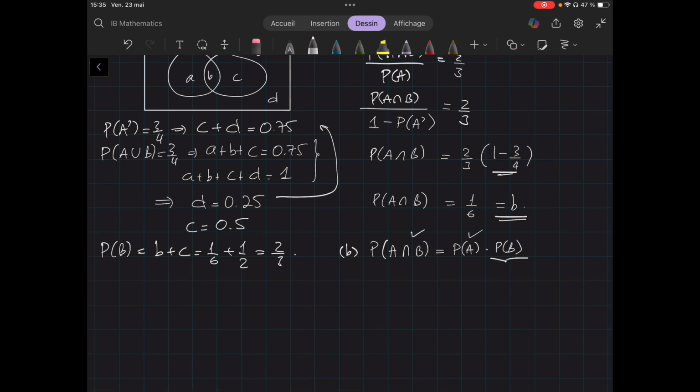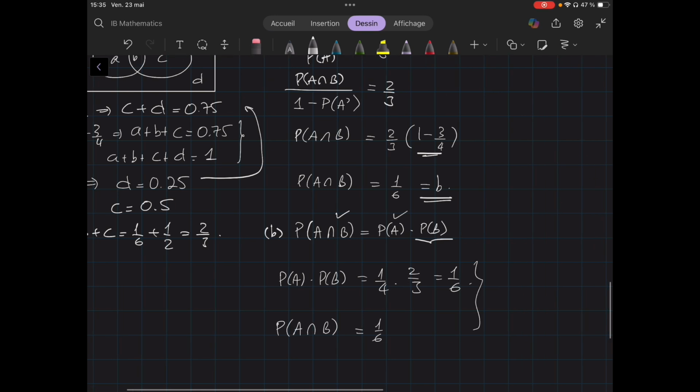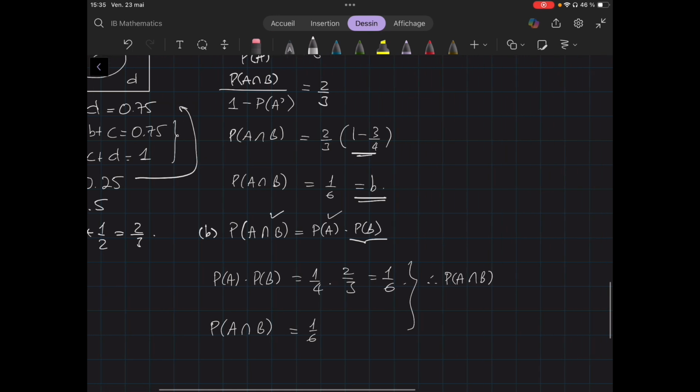So let's check. P(A) times P(B). P(A) we found to be 1/4. P(B) we just found to be 2/3, and that's 1/6. P of A intersecting B is also 1/6. Therefore, the left-hand side is equal to the right-hand side. And therefore, A and B are independent.